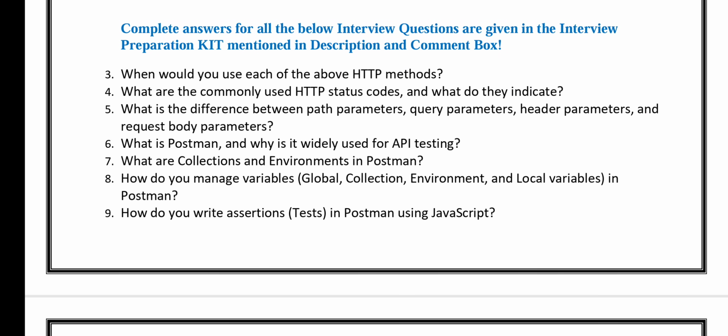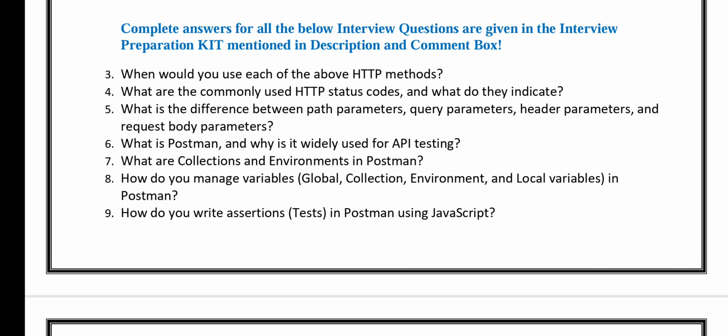Okay, so the third question goes like, when would you use each of the above HTTP methods? Whatever we have discussed earlier, get, post, put, delete, and patch. When would you use all these HTTP methods? Okay, so the fourth question goes like, what are the commonly used HTTP status codes and what do they indicate? And the next question goes like, what is the difference between path parameters, query parameters, header parameters, and request parameters?